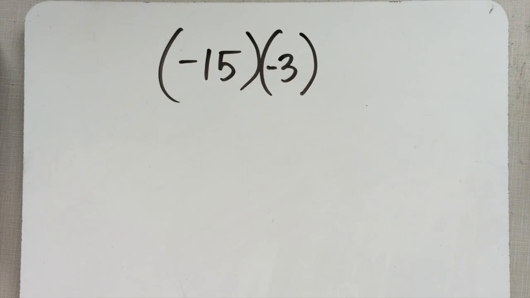All right, last one to try on your own. Negative 15 times negative 3. Negative 15 times negative 3 is 45.